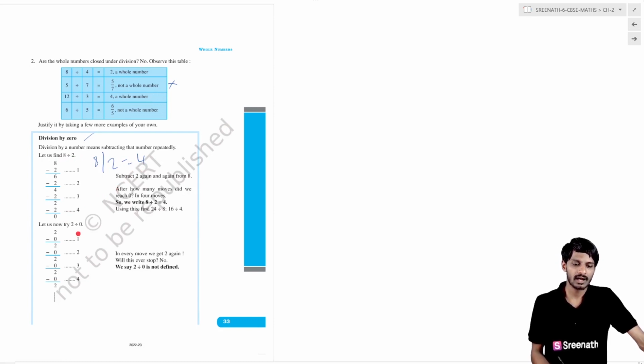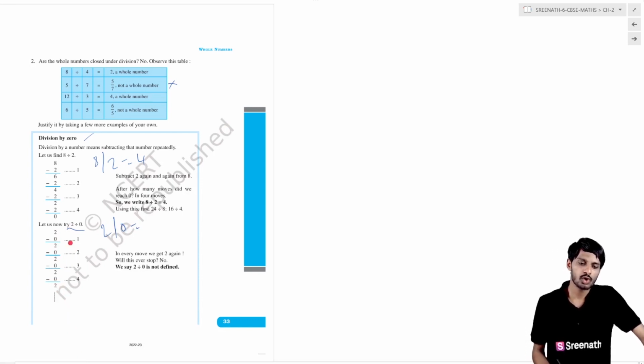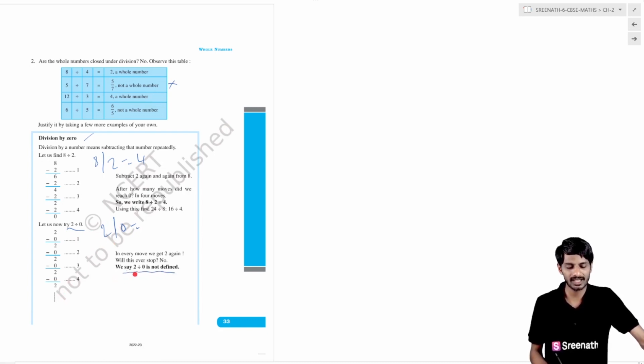That is the answer. In this way, if you start dividing 2 by 0, every time you subtract 0, you will get 2 again. So the steps go on and on, and you don't find anywhere that the answer will be 0. So 2 cannot be divided by 0. So we say 2 divided by 0 is not defined.